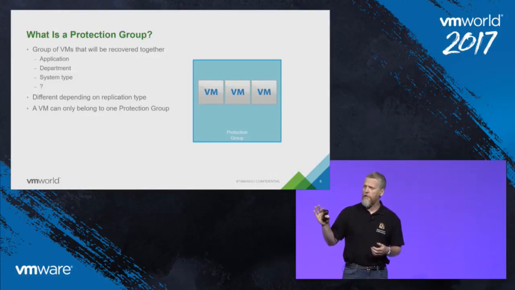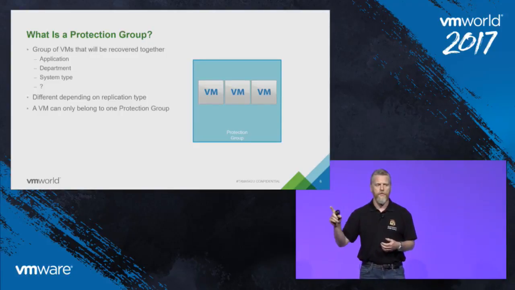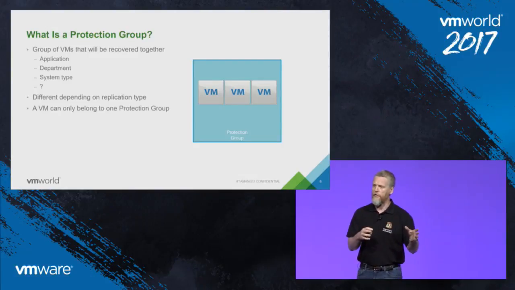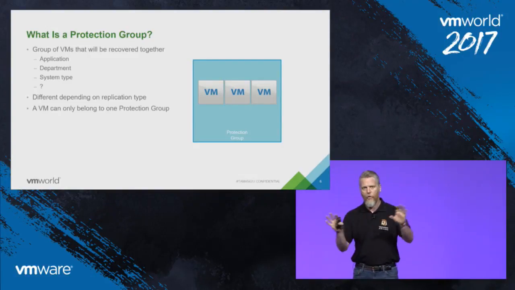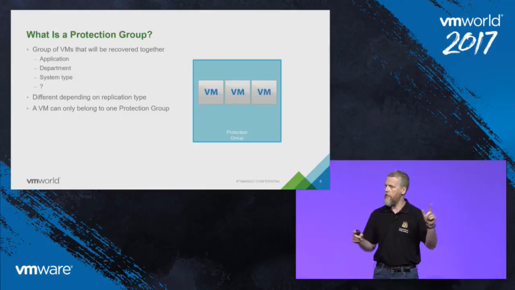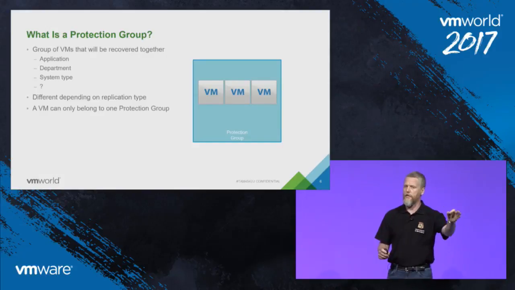The one thing that I do want to point out is a VM can only belong to a single protection group. So each VM can only be in one protection group. You can't organize it any other way to try and create flexibility. It's not one VM per protection group, but a VM can belong to a single protection group.